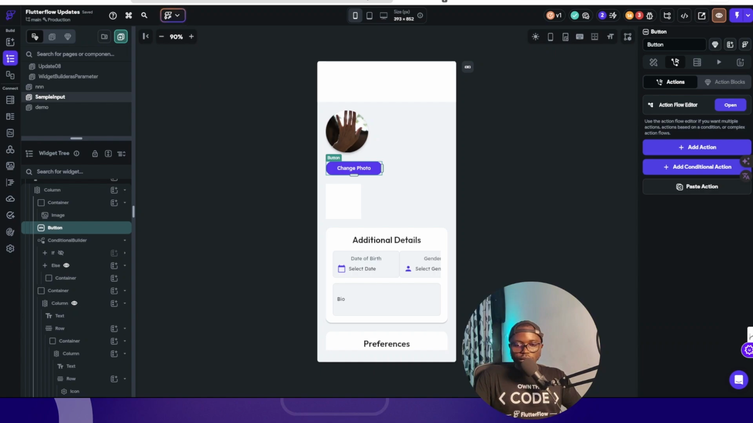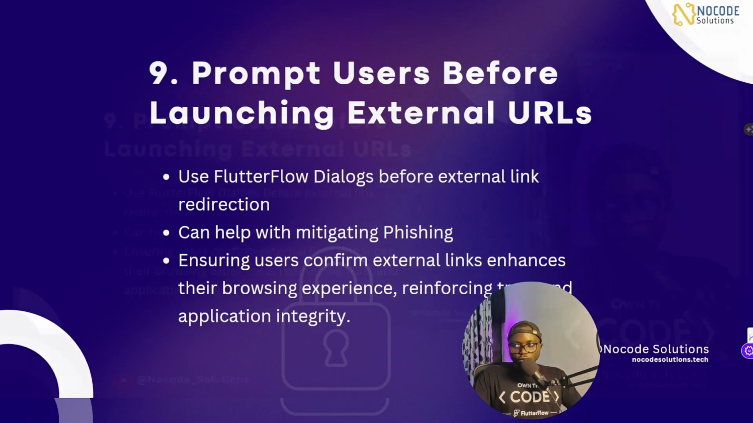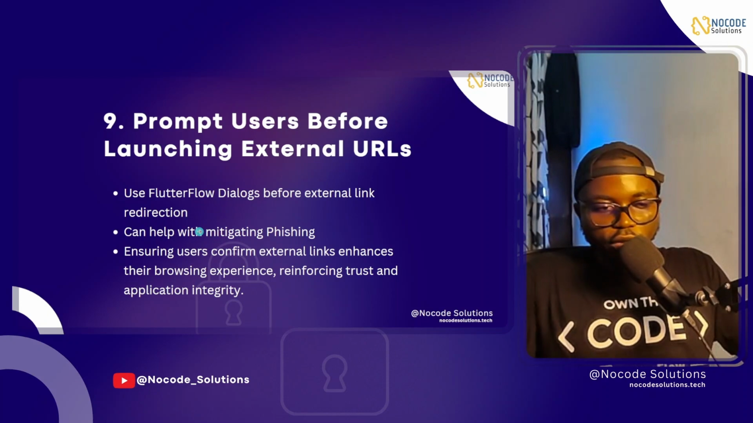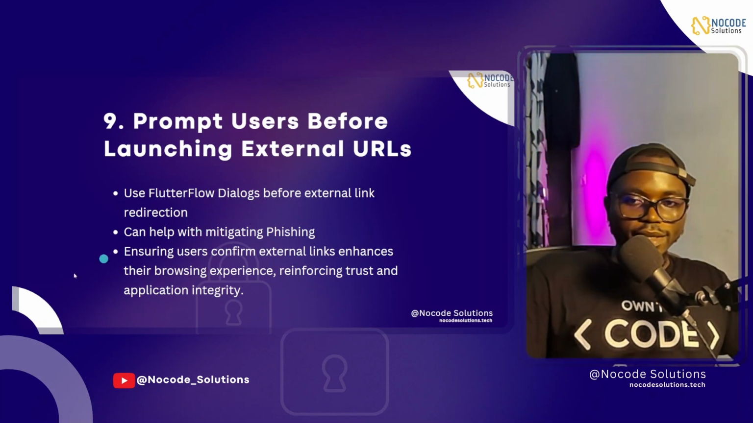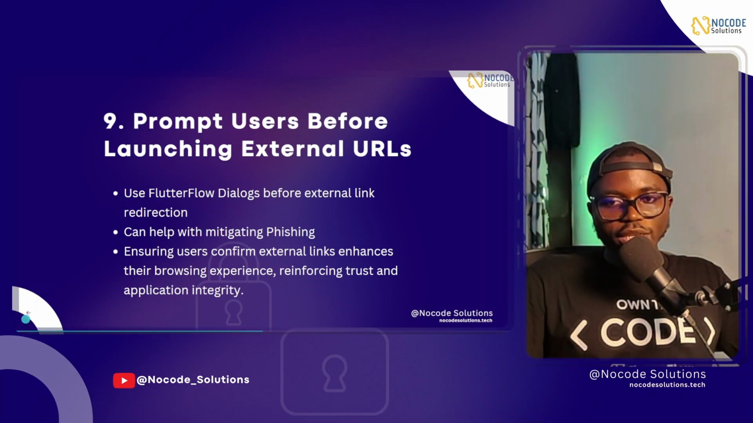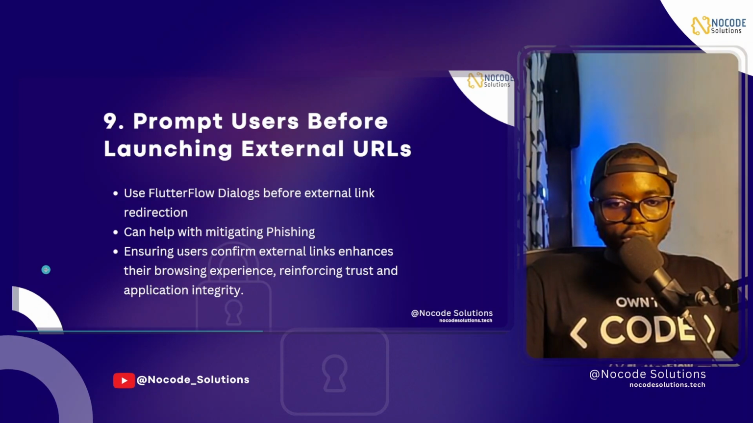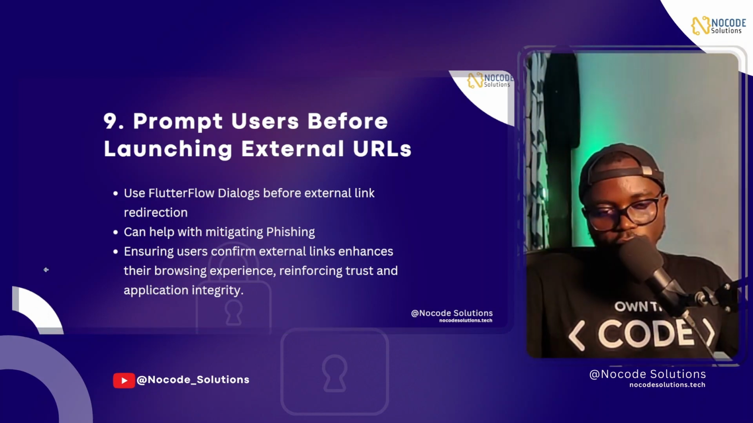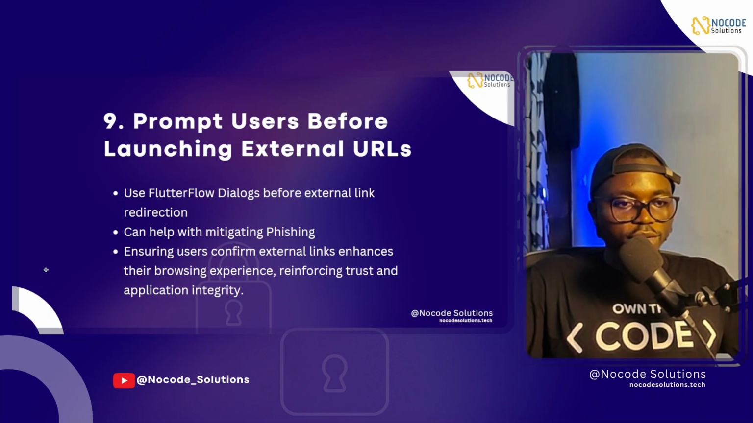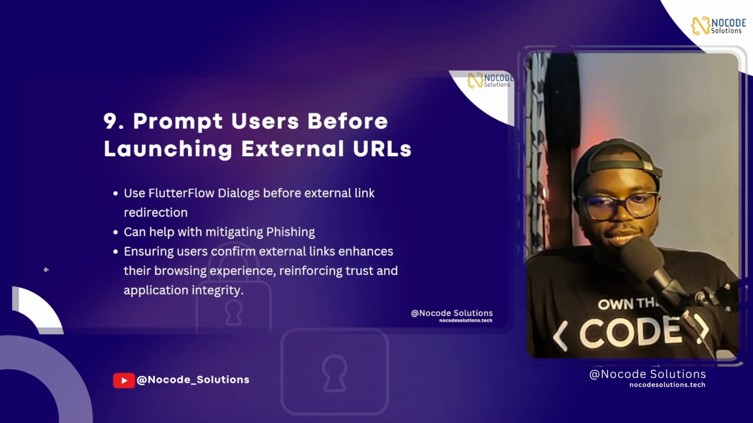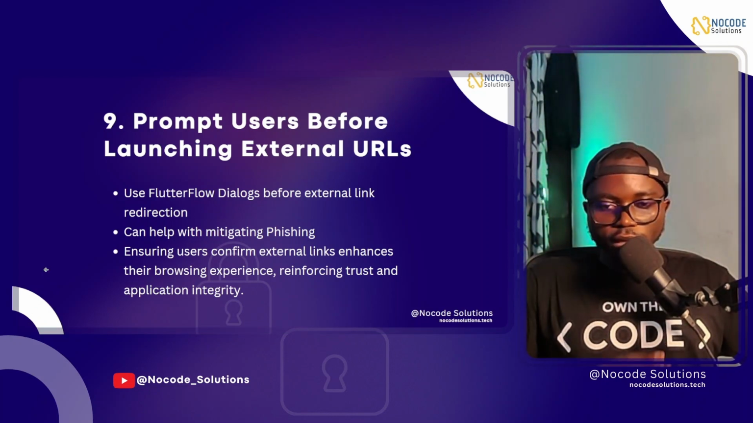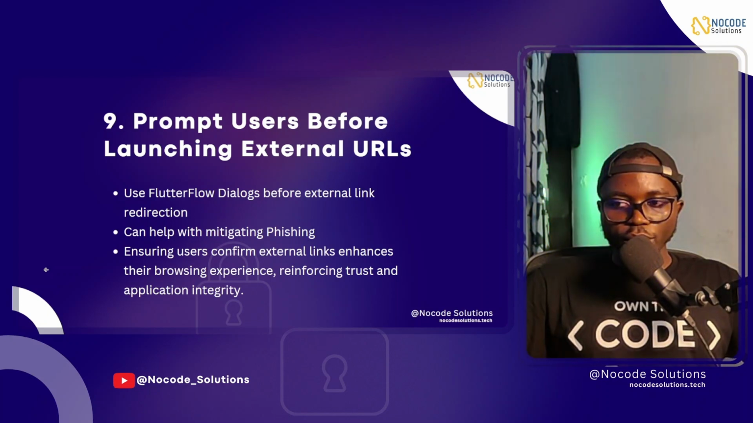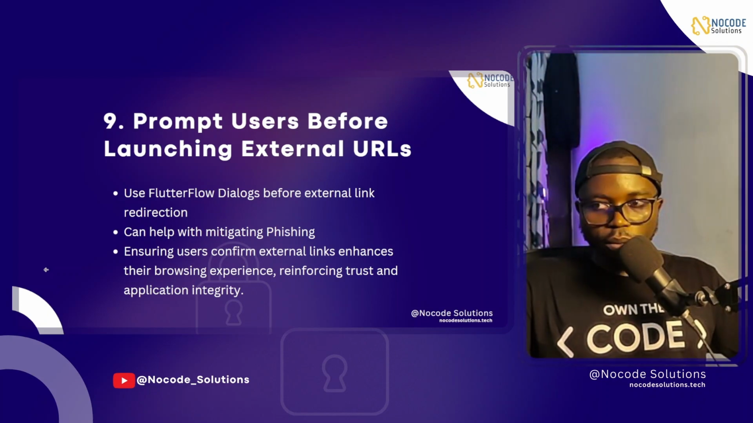Now the next point that we have on the screen is prompt users before launching external URLs. Right, somehow in your application you may need to point users to an external location. By prompting, I mean don't just launch the URL, because FlutterFlow has that action that launches the URL. Don't just launch the URL and let the user go to that page. If it's an external URL, actually show them, tell them that this is where they are navigating to. This is going to help them build integrity in your application.